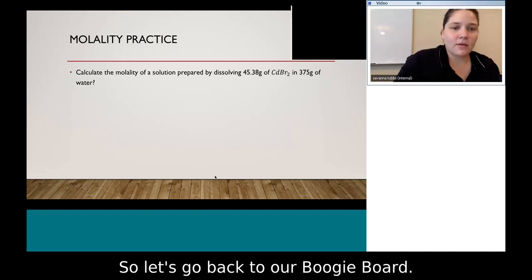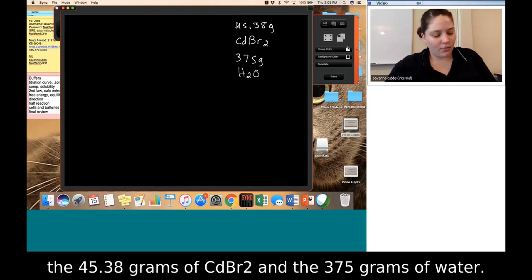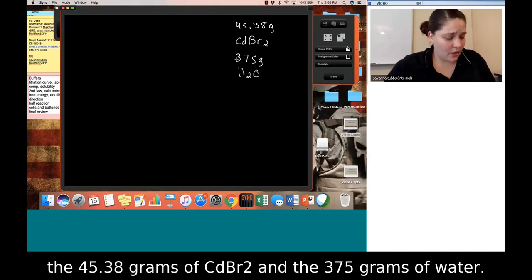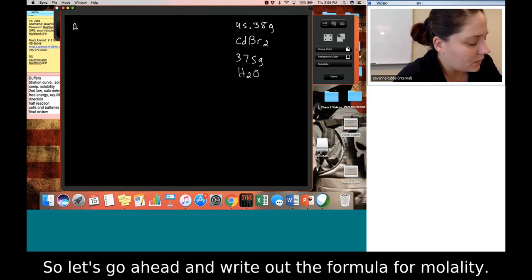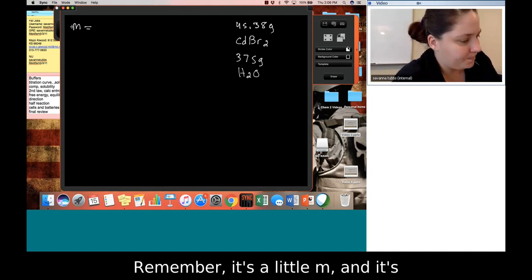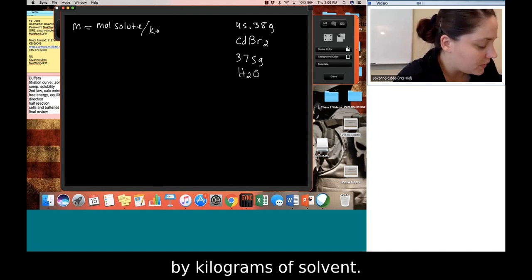So let's go back to our boogie board. As you can see, I wrote the information that we have, the 45.38 grams of CdBr2 and the 375 grams of water. So let's go ahead and write out the formula for molality. Remember, it's a little m, and it's going to be moles of solute divided by kilograms of solvent.